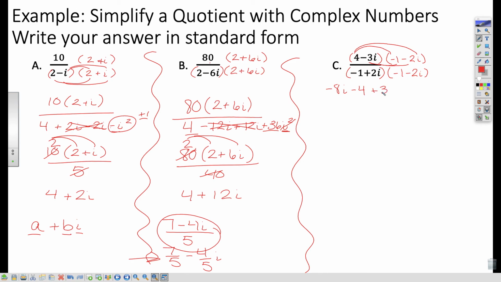Negative 4, minus 8i, plus 3i, plus 6i squared. Is what you should get in your numerator.